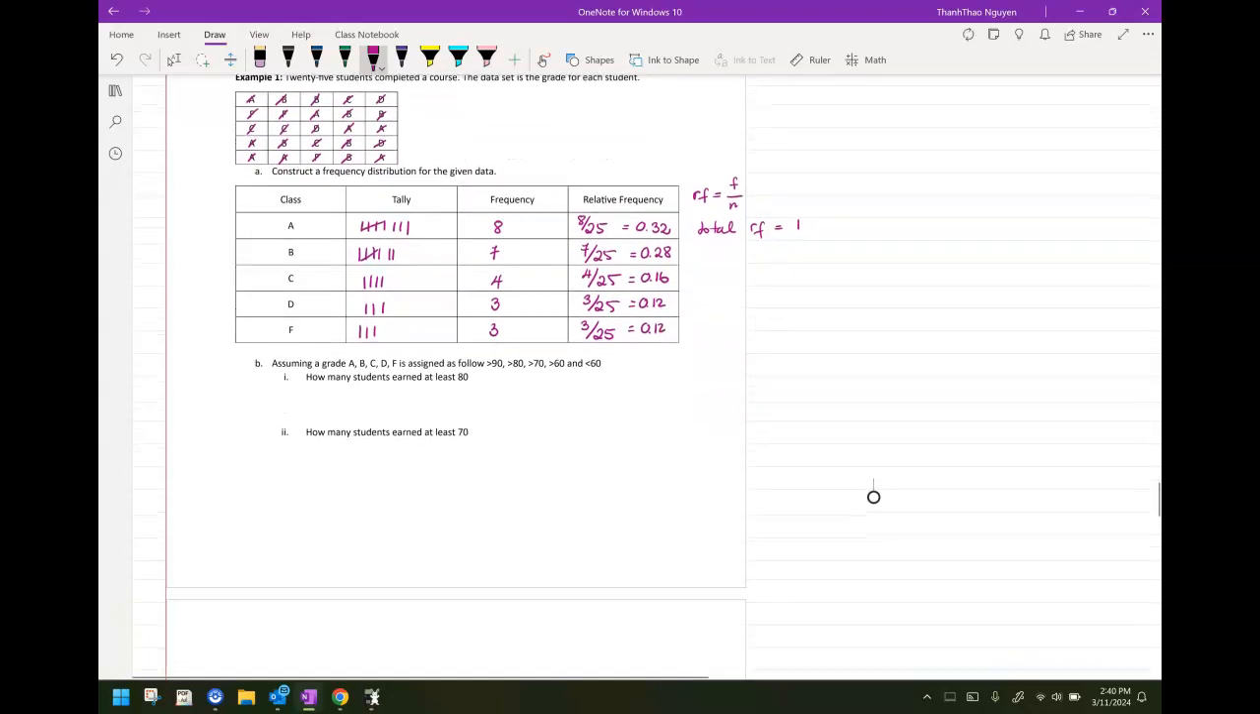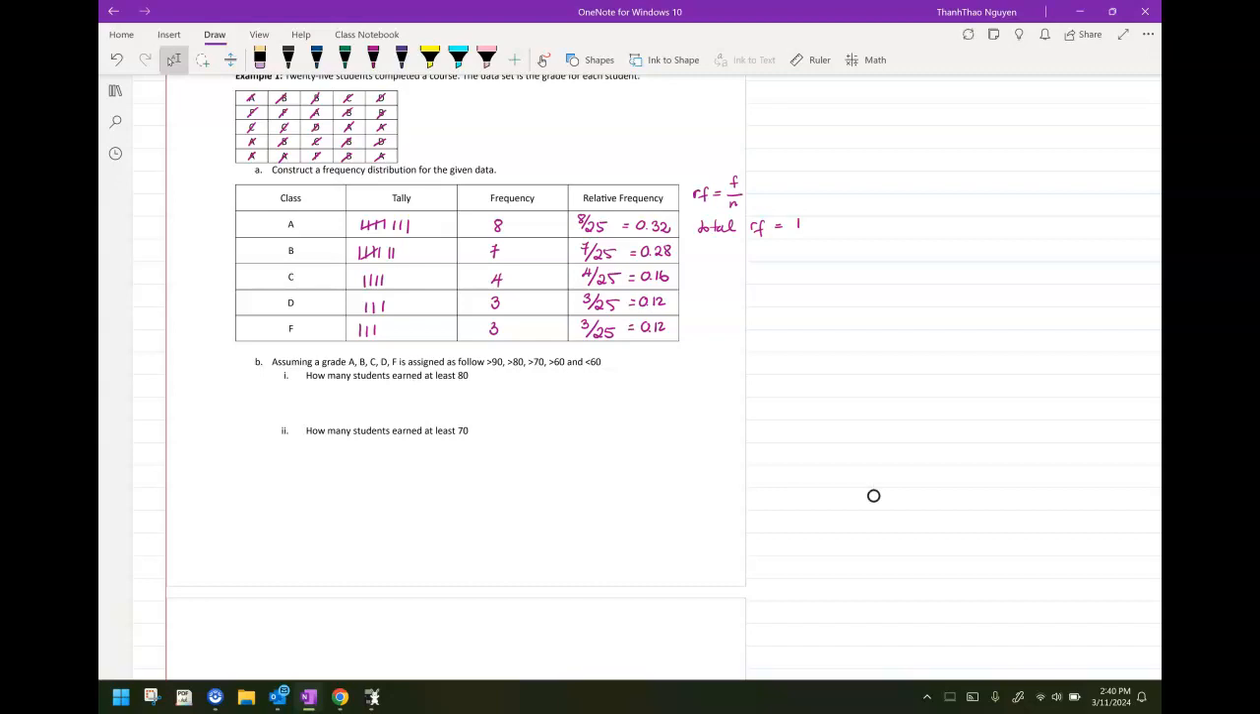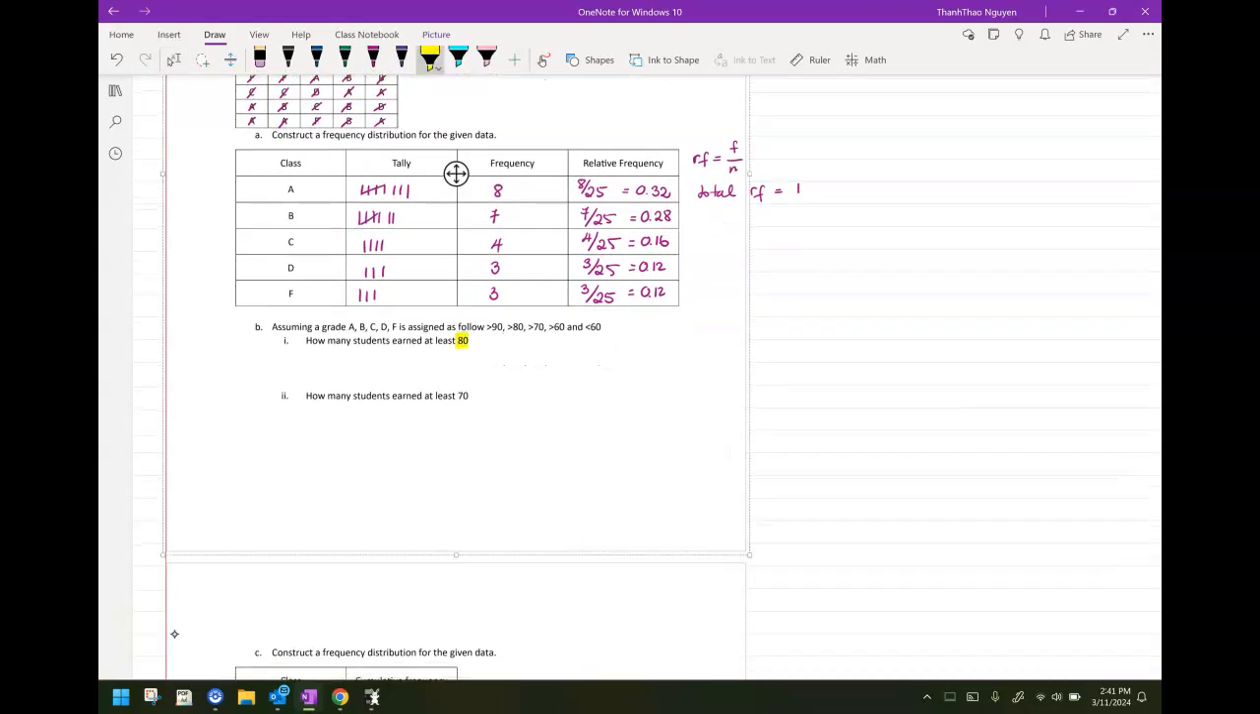So here, let's take a look at this next question. Assuming that the grades A, B, C, D, F are assigned as follows. Greater than 90, you get an A. Between 80 and 90, you get a B. Greater than 70, that is a C. 60 and above, that is a D, and below 60, that is an F. So how many students earn at least 80? This means we are looking at A and B students.